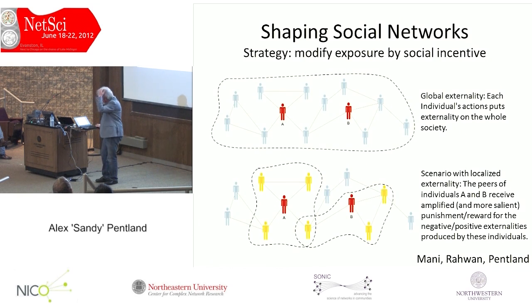So the final thing I wanted to mention is using these types of things to shape networks. A classic problem is, if I want to change people's behavior, and I believe that exposure is one of the main variables, what would I do? Well, the logical thing to do, that Iyad and myself and Ankur Mani did, is say, maybe what we can do is incentivize people to change their exposure around certain topics.